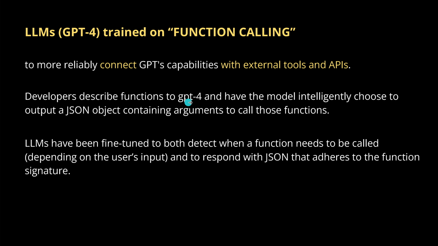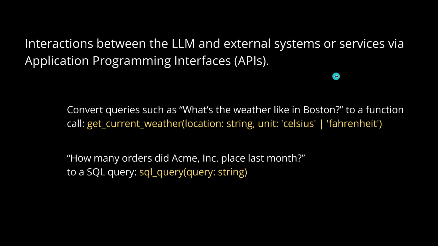Developers describe the function to GPT-4 and have the model choose to output a JSON object containing the arguments to call those functions. A lot of LLMs have now been fine-tuned both to detect when a function needs to be called, depending on the user input, and to respond with a JSON structure that adheres to the function's signature. Here are two examples of interaction with an application programming interface.